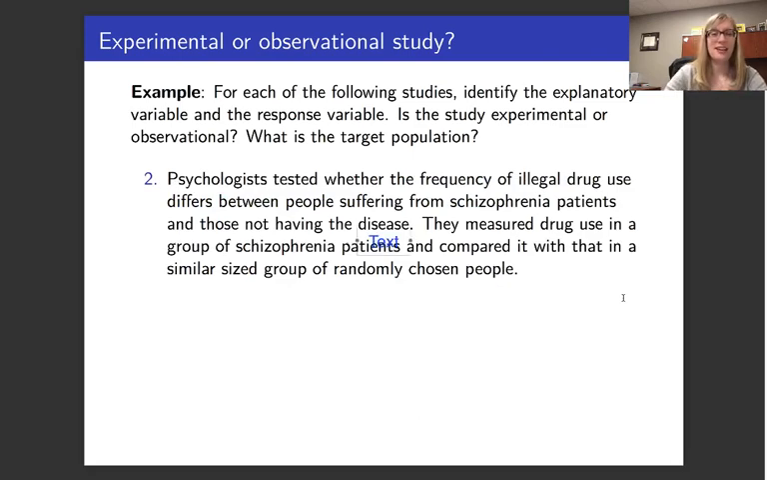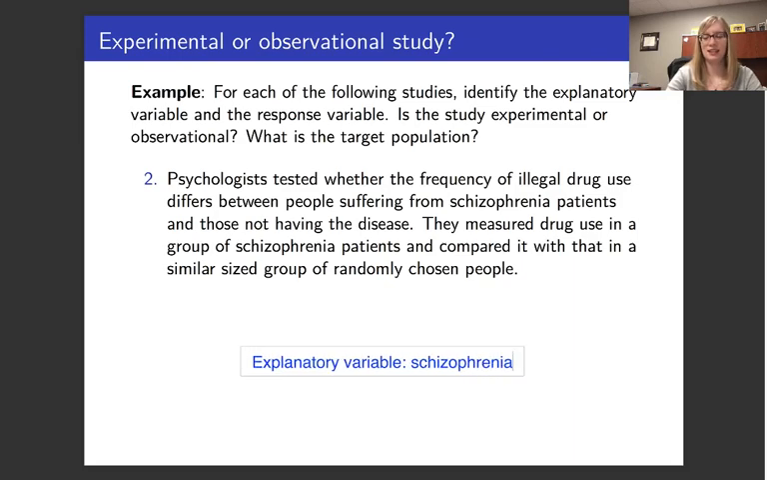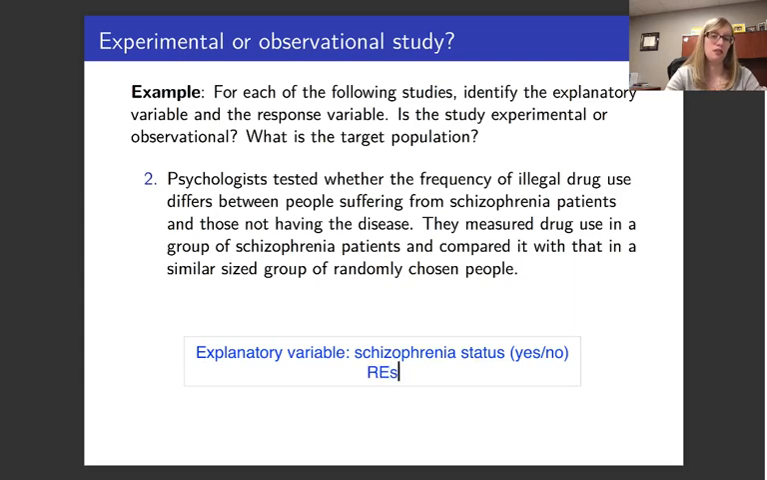Let's take a look at another example. Researchers in psychology tested whether the frequency of illegal drug use differs between people suffering from schizophrenia and people not having the disease. They measured drug use in a group of schizophrenia patients and compared it with that in a similar sized group of randomly chosen people. So our explanatory variable is schizophrenia status, whether the patient has it or whether they do not.